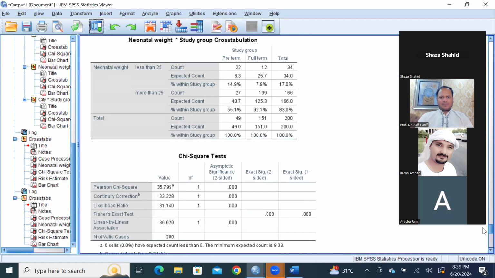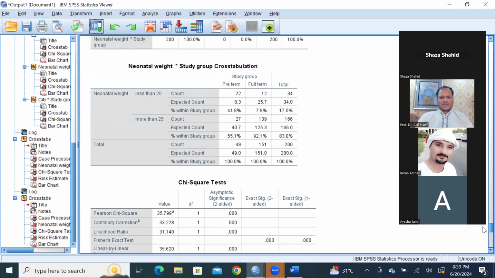Because you see the frequency for preterm birth and full-term birth, there is huge variation. Look at the percentages, 44 versus 7.9, 55 versus 92.1. You should report it, there is no issue. And your first question was about?